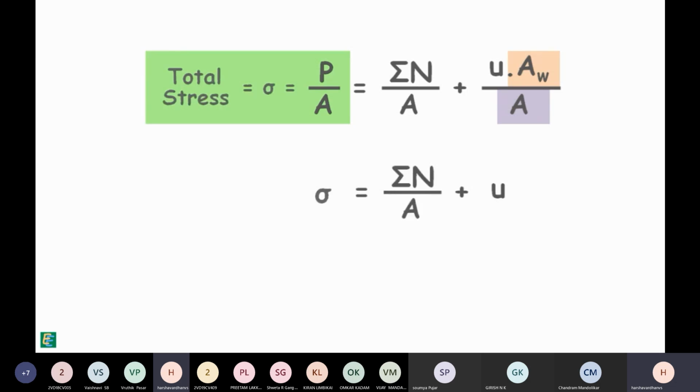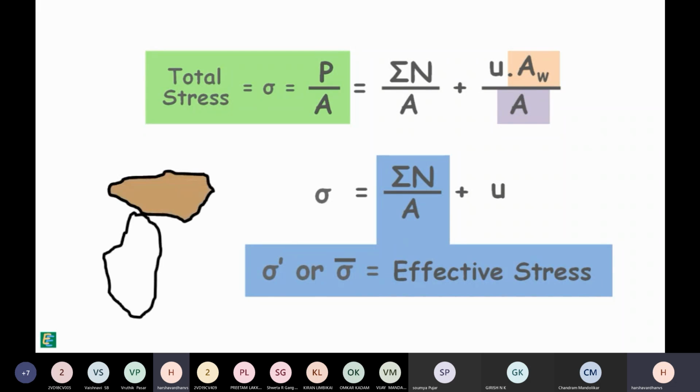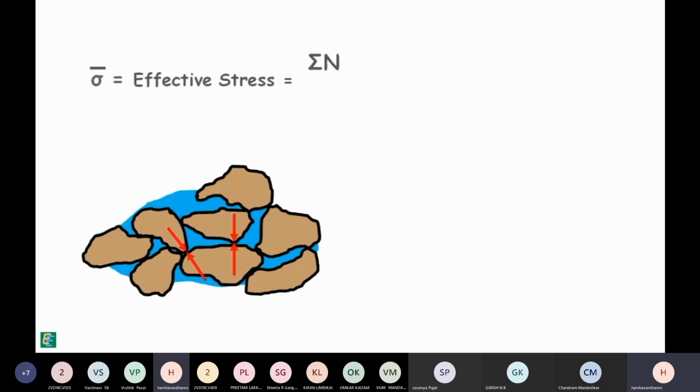So we get this. In this equation, this quantity is called effective stress. It is generally denoted by sigma prime or sigma bar. We can say that effective stress is the pressure transmitted through the particles' contact with each other. It must be noted that effective stress is equal to the total normal force transmitted at the points of contact divided by the total area of the plane, which includes the area of voids as well that are occupied by water.